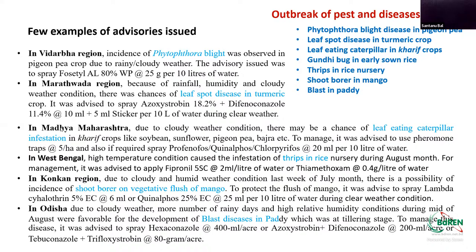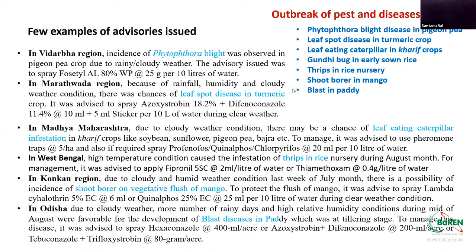For example, Vidarbha, Marathwada, and Madhya Maharashtra, these three are from Maharashtra, in the central part of India. In West Bengal, the eastern part, and Konkan is the western part of the country. So these are some of the diseases that were found, and the relevant agromet advisories were issued to the farmers. I'll tell you how these agro advisories are prepared in India in my subsequent slide. These are the major ones; besides these, there are many other diseases and pests that also occur.